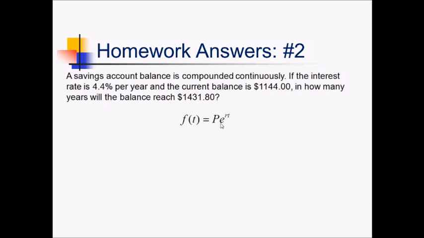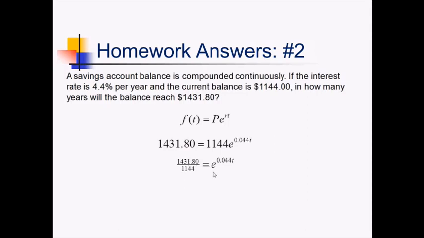Our principal, our p, is the $1,144, and then we'll have e to the 0.044 for the r value, and t is going to be a variable because we're solving for t. We want to know how long. Next, let's divide both sides by 1,144 to get the exponential term by itself. And now I have to log both sides to get t out of the exponent.